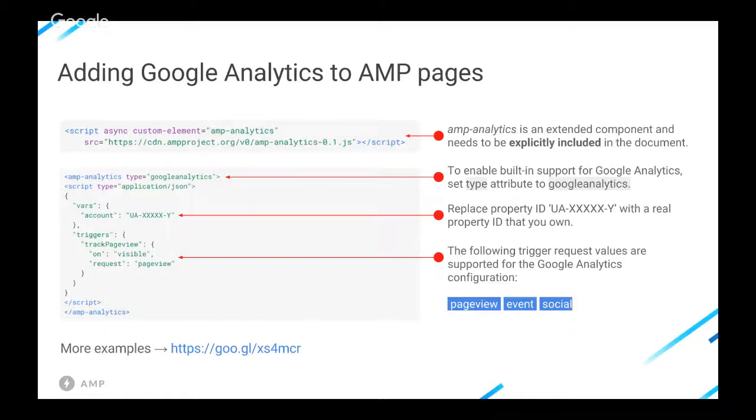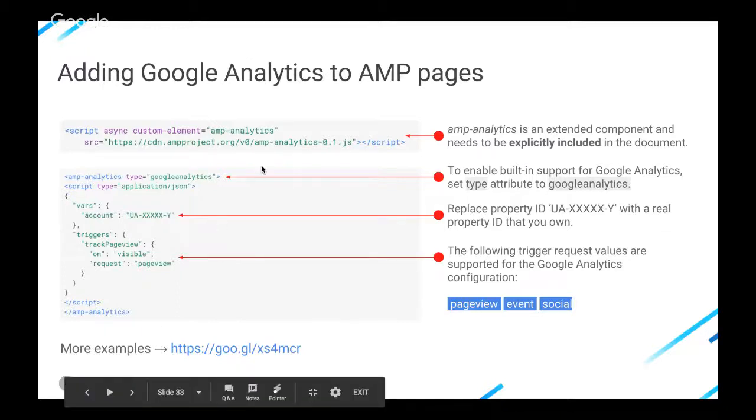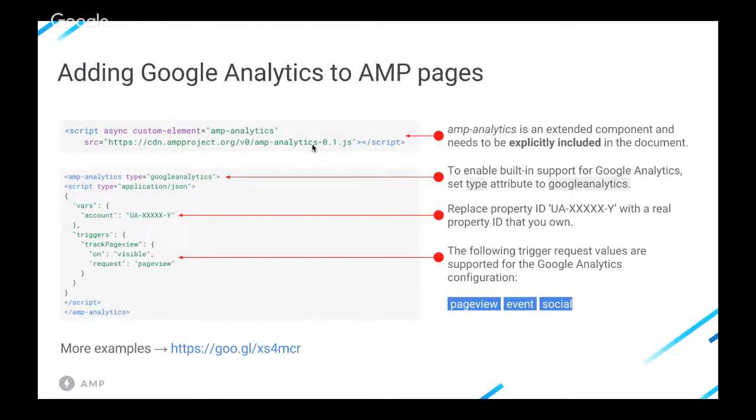And I guess one question we get quite frequently is how to actually add Google Analytics to an AMP page. And so we just want to quickly show you how that works. So again, as I said earlier, Google Analytics requires the amp-analytics extended component, which means that you have to add an additional JavaScript file to your document. In this case, it would be this snippet that you see here. And again, it needs to be explicitly included. If it's not, then it wouldn't work.